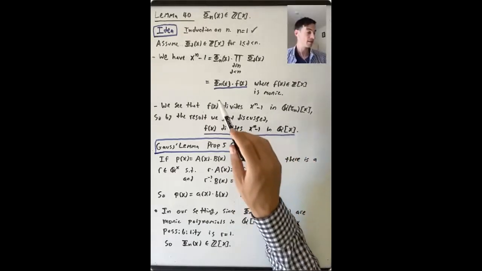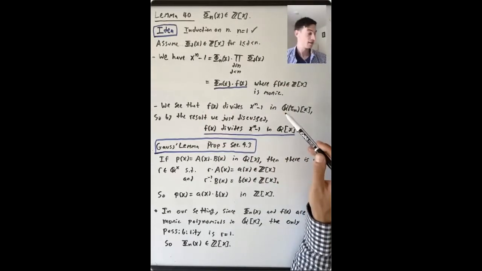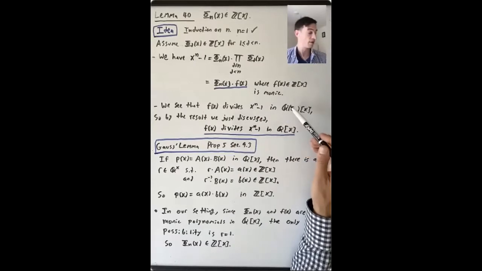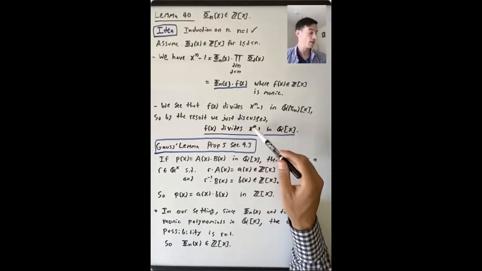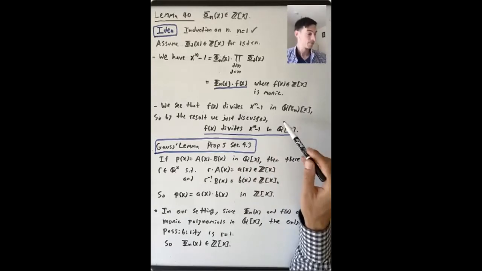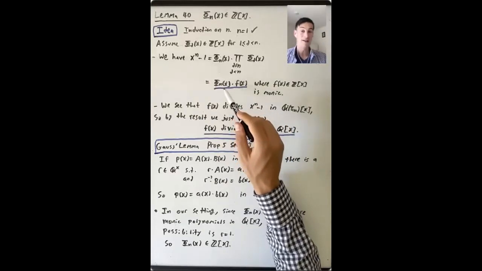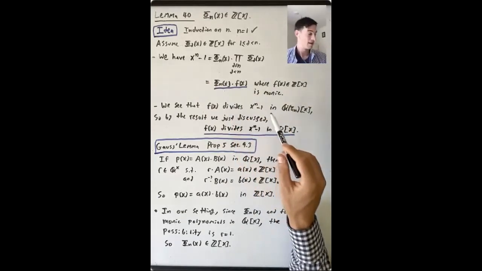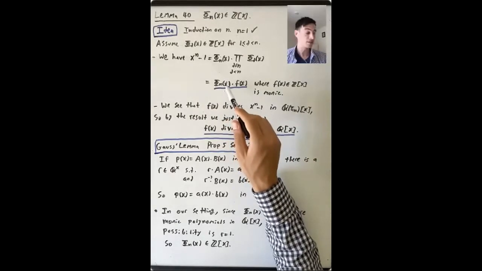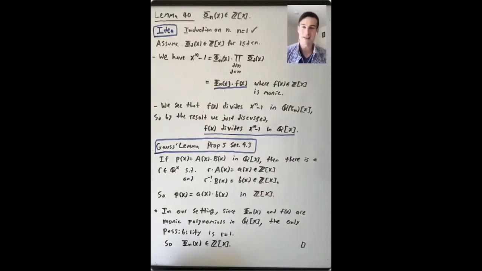That's because x to the n minus 1 and f of x are both in Q bracket x, so by this uniqueness of the quotient and remainder in the division algorithm, f of x already divides x to the n minus 1 in Q bracket x. That means x to the n minus 1 equals f of x times some polynomial that's in Q bracket x. So this shows that the nth cyclotomic polynomial has coefficients in Q. But that's not exactly what we're trying to prove.